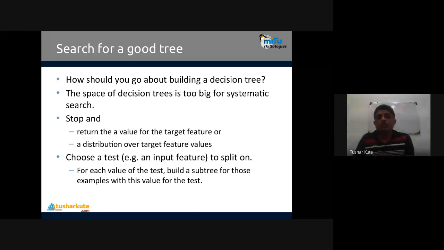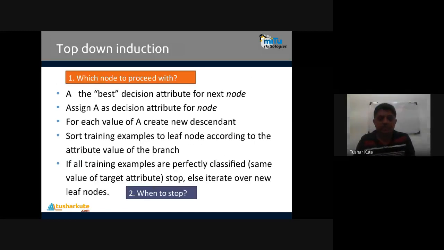The space of decision trees is too big for systematic search. So two different questions are in front of us. When you start building it, when to stop and how to split, on what basis you have to split. Stop and return a value for the target feature or a distribution over target feature values. We choose a test, like an input feature, to split on. For each value of the test, build a subtree for those examples with that value for the test. The important function processed here is a top-down induction process, which is followed by the decision tree.